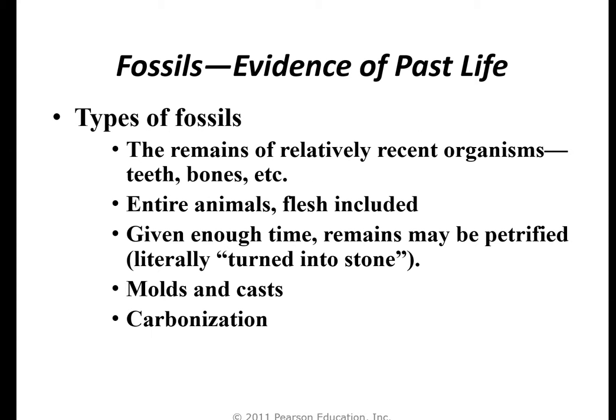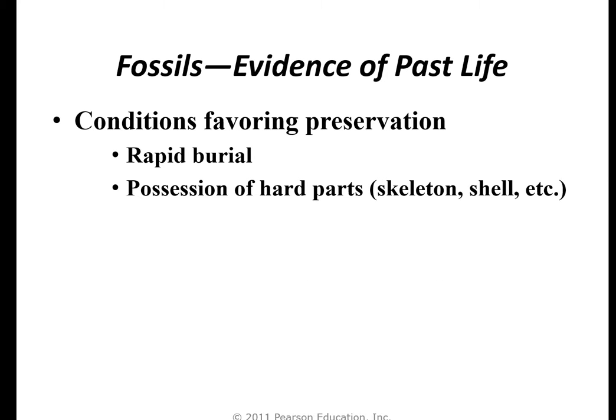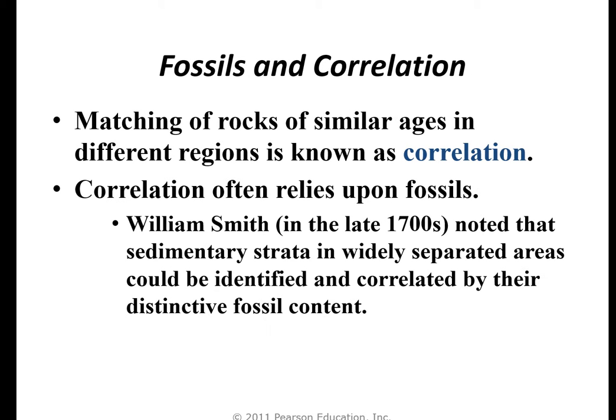So the types of fossils we look at are the remains of relatively recent organisms, teeth and bones. We can see entire animals, flesh included. Given enough time, remains may be petrified, literally turned into stone. We can find molds and casts and carbonization. Now, conditions that favor preservation of fossils include rapid burial and possession of hard parts like a skeleton or a shell. We see this a lot in the rocks here in the Ozarks.